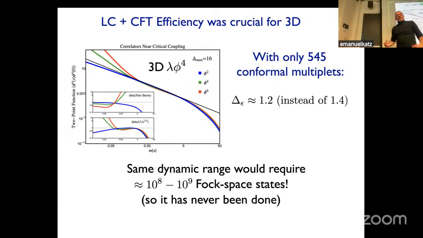Whereas to get the same kind of dynamic range would require a Fock space basis; an estimate from people who thought about it is that we're talking billions of states. And as far as I know, there isn't even a DMRG version of this. So as far as I know, we are the only people who have some kind of dynamical results in a large volume version of a 2+1 dimensional quantum field theory.